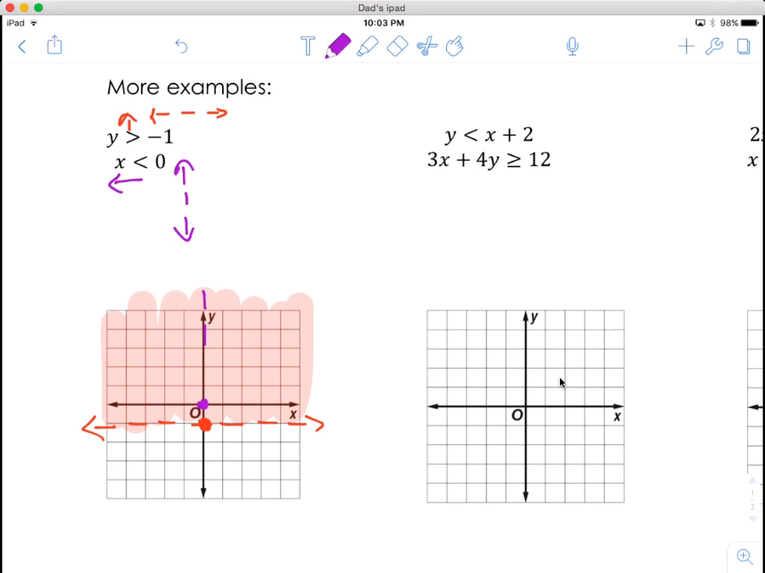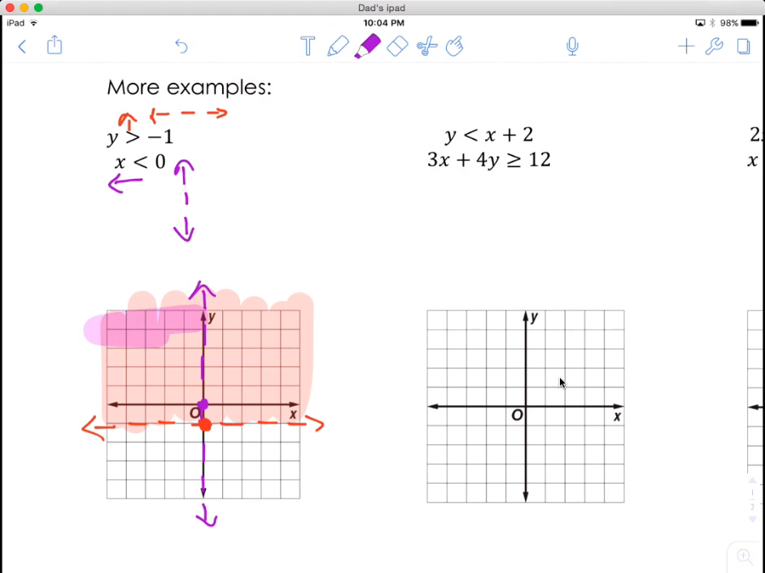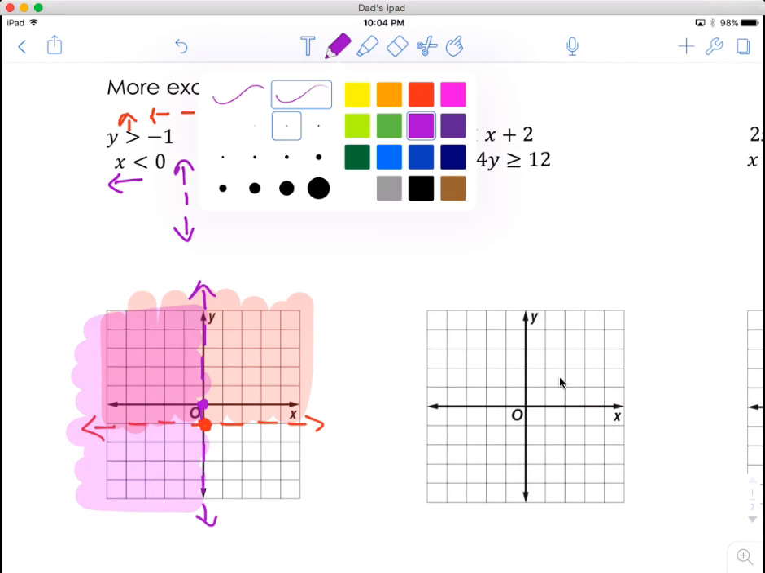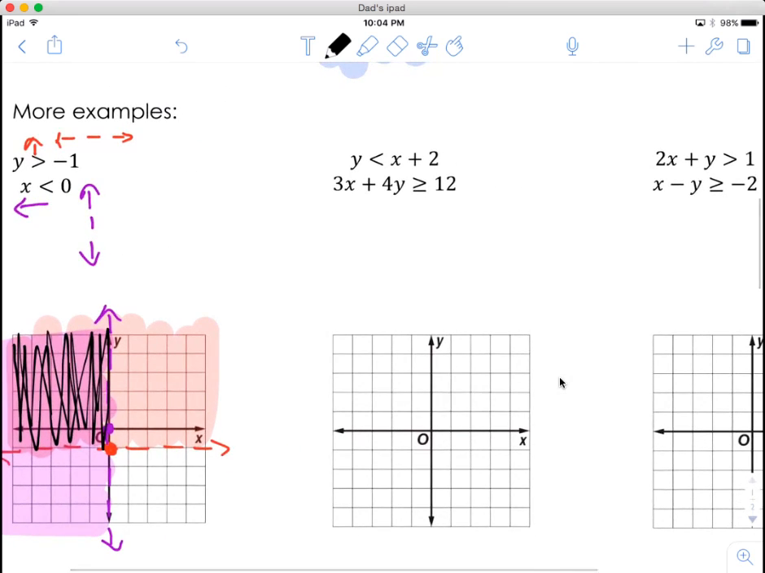So we want to put our dotted line in, and it does go right down the axis. And then we want to shade this direction to the left. And we want the area, the shaded area of both. So the solution is the shaded area of both. Okay, so let's look at this next one.